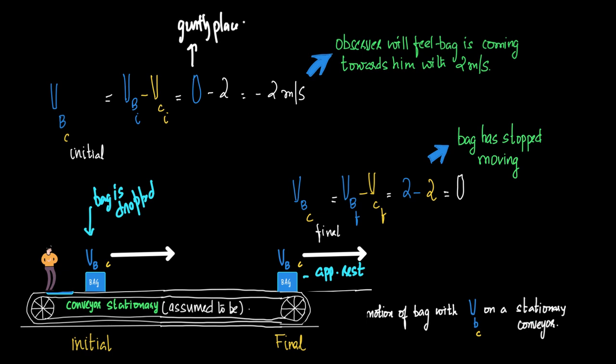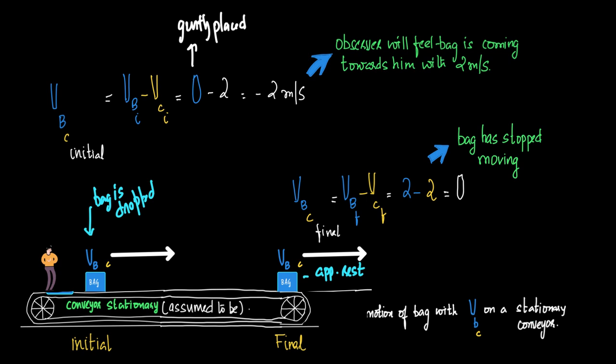It has been gently placed, and when it is gently placed the velocity is 0, but velocity of conveyor initial is 2. Why? Because the conveyor is moving here with a constant velocity of 2 meter per second. Therefore velocity of bag with respect to conveyor initial would be 0 minus 2, negative 2 meter per second. What does it imply? This implies that the observer who is on the conveyor will feel that the bag is coming towards him with velocity 2 meter per second, because velocity is in the negative direction. So he will feel that the bag is coming near to him with a velocity of 2 meter per second.